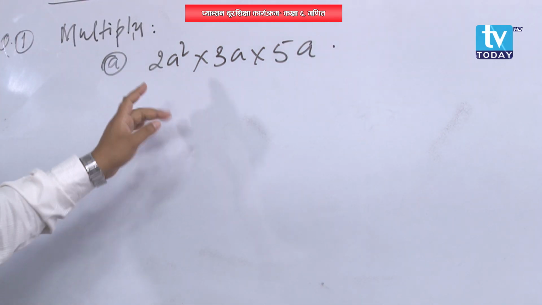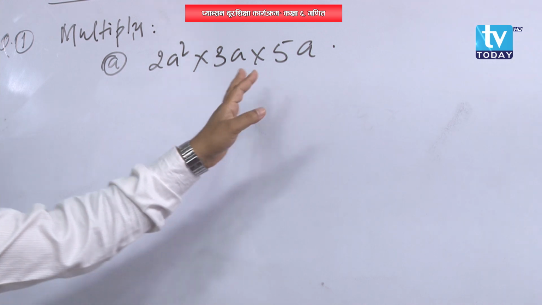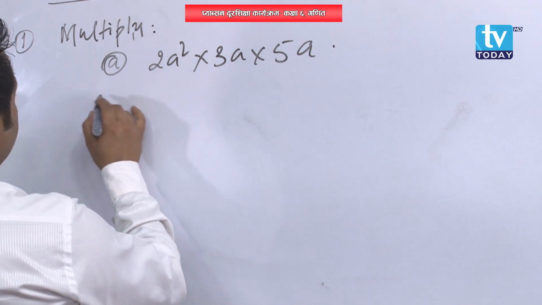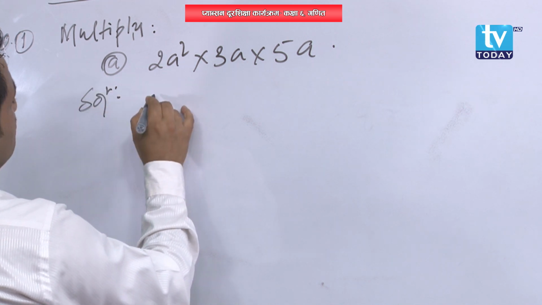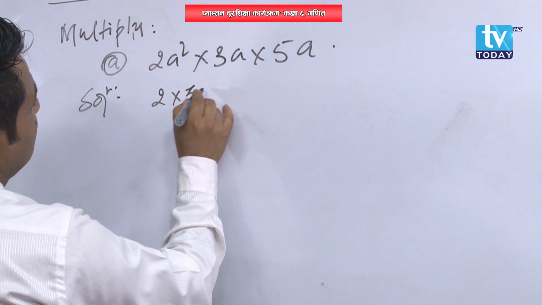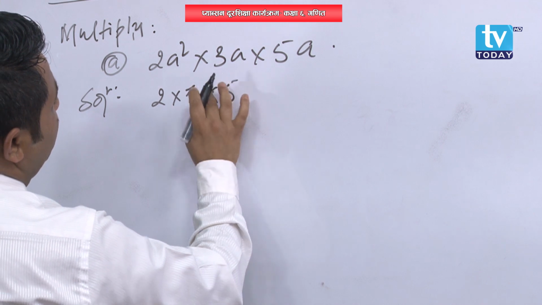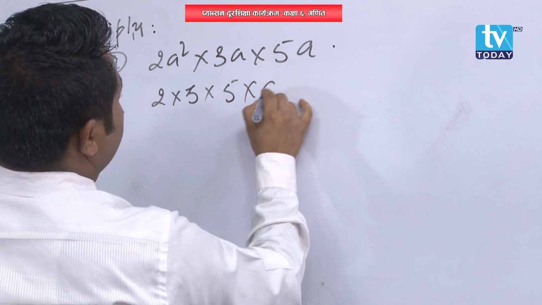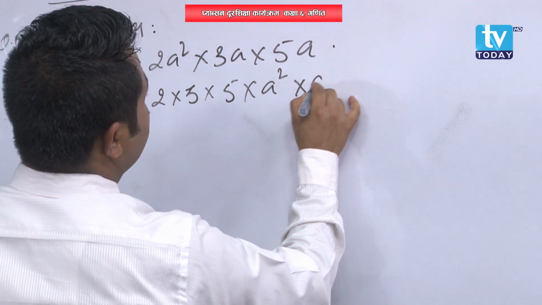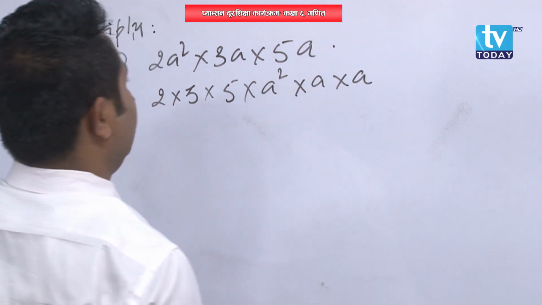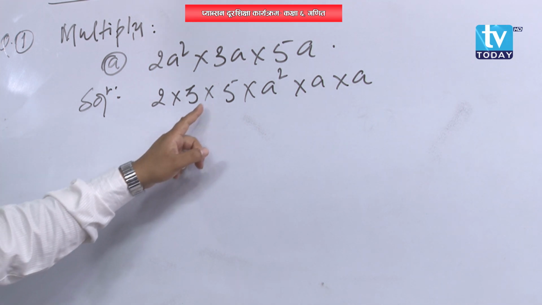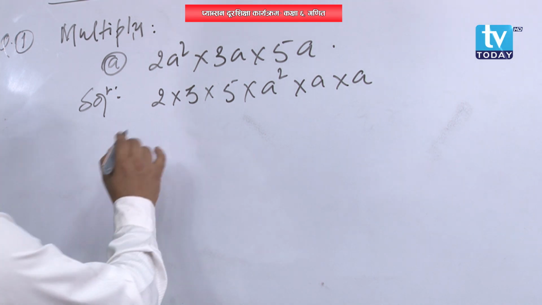If there are more than 2 terms, then this is also exactly the same process. Please first write the coefficients: 2 into 3 into 5, then write a square into a into a. Now you can multiply: 2 times 3 is 6, into 5 is 30.